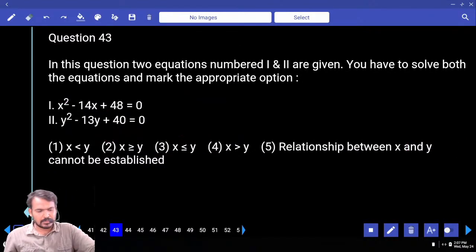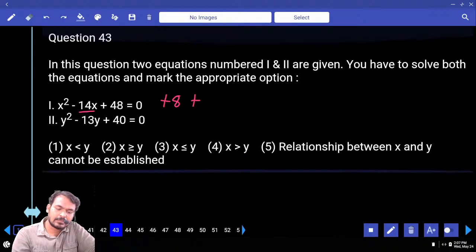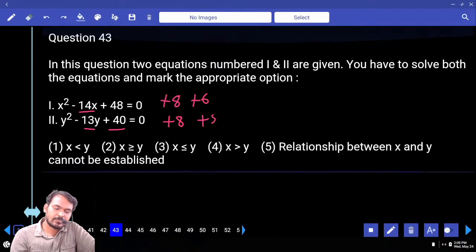Question number 43. First equation, what is the product value? 48. Sum value 14. What are the roots we written? Plus 8 plus 6 or not. Second one, what is the product value? 40. Sum value 13. One will be plus 8, another one plus 5 or not.